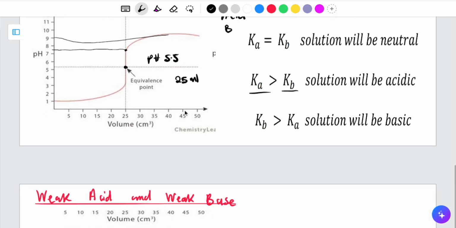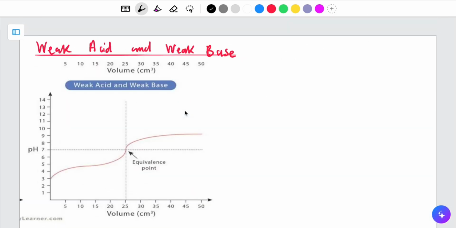Okay, let's see the next one. The next one is talking about the weak acid and the weak base. So you need to see the differences here. The graph is starting from 3. For the strong acid and the weak base, it was starting from 1 going up. Then what was the equivalent point? The equivalent point was 5.5 pH.